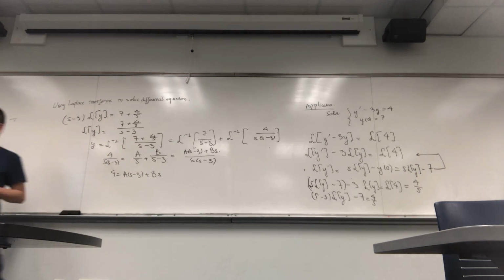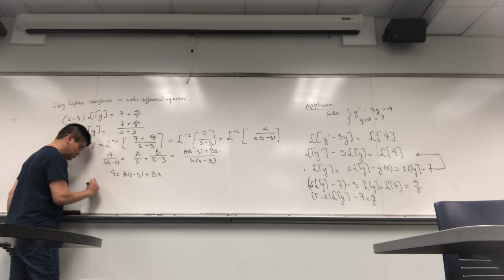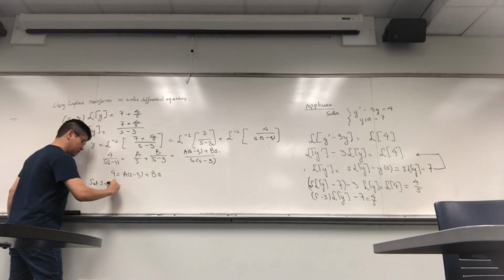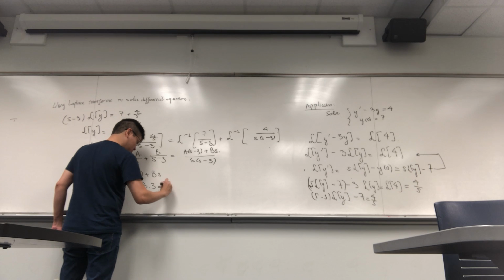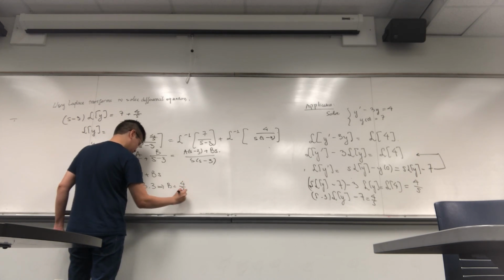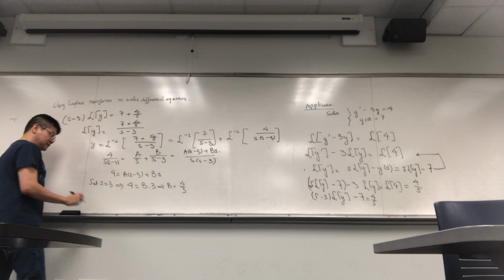So how do I find a and b? You may set s equal to 3. So now I set s to be 3. I have 4 is b times 3. So b is going to be 4 over 3. And then now I set s to be 0.